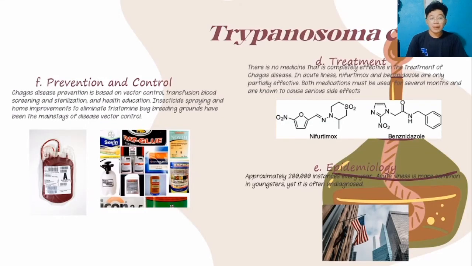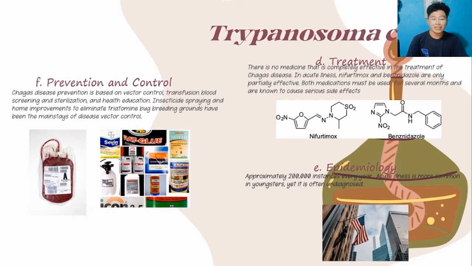Treatment. There is no medicine that is completely effective in the treatment of Chagas disease. In acute illness, nifurtimox and benznidazole are only partially effective. Both medications must be used for several months and are known to cause serious side effects.